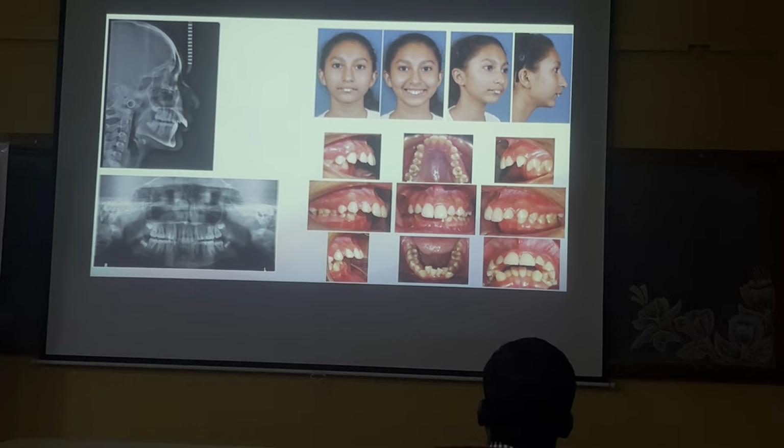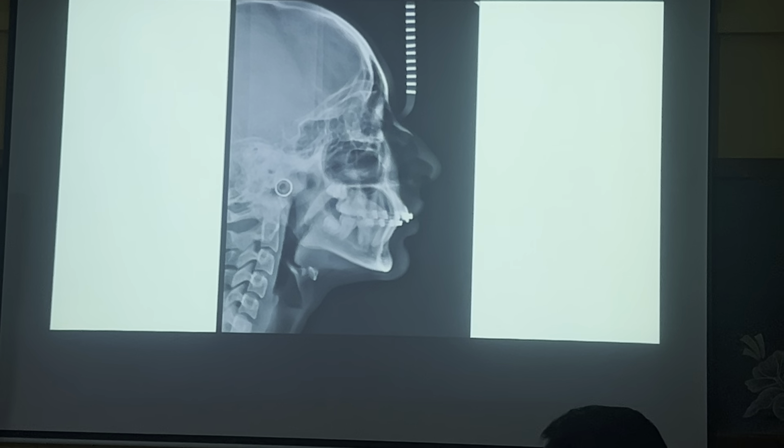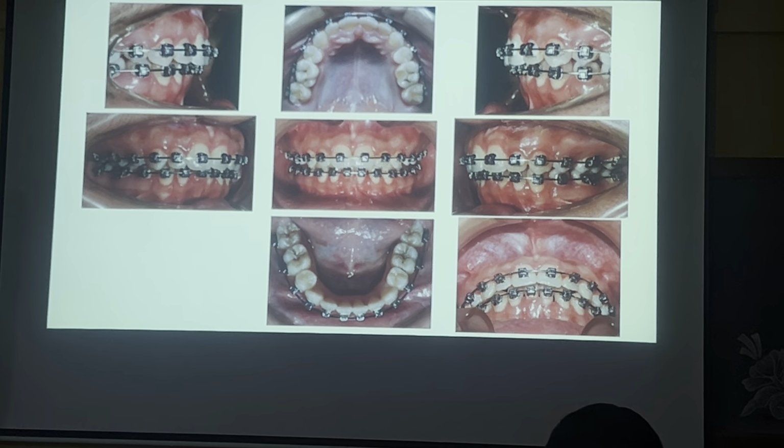These are the comparisons: pre, immediately after twin block, and what we achieved at the end of the twin block. This is the current stage of the cephalogram. Extraction space is almost closed in the upper as well as the lower, overjet and overbite are achieved, and it is on the verge of debonding. These are the pre, post twin block and the current stage comparison.